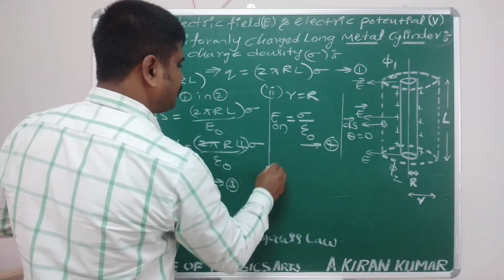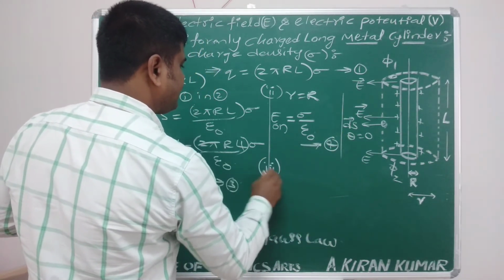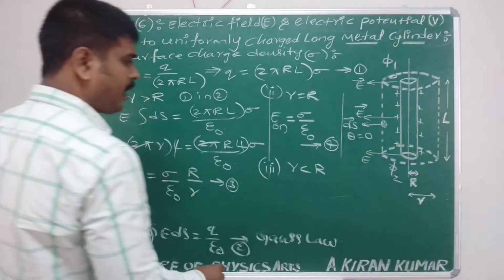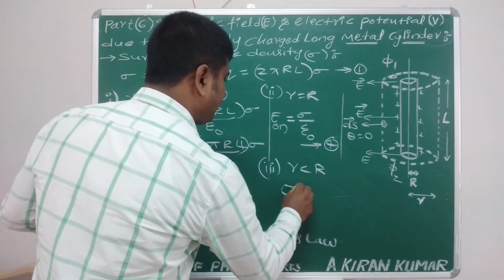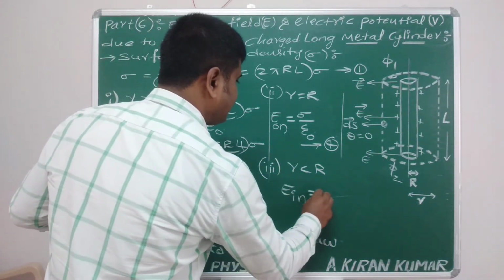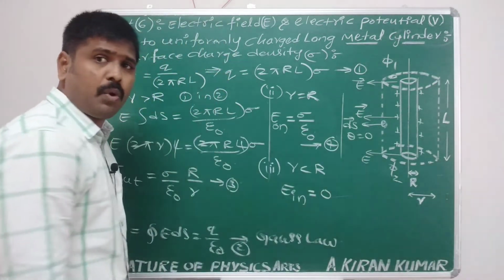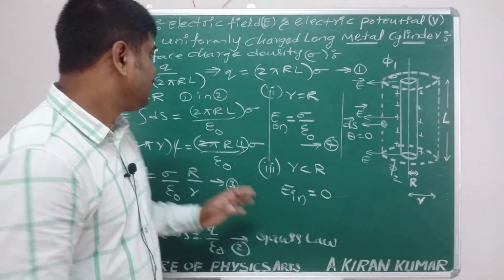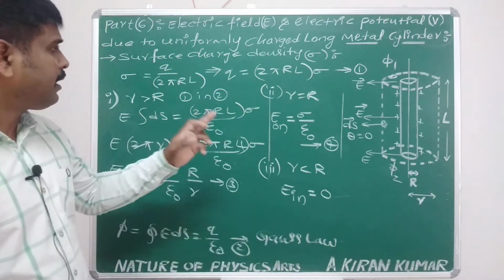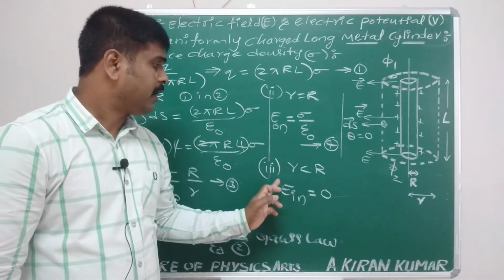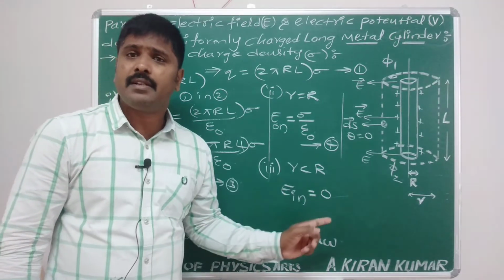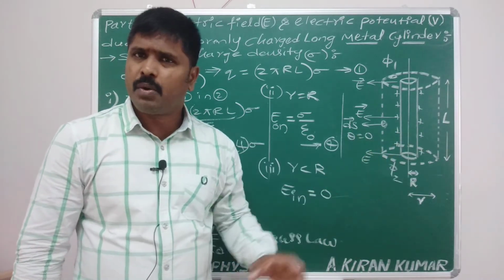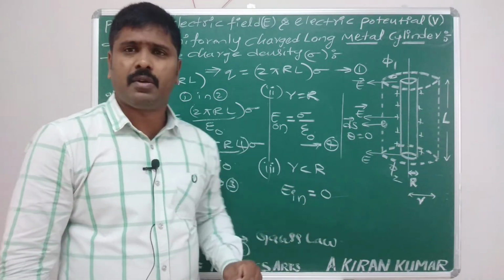Next, the third case: small r is less than capital R. Here the electric field inside the cylinder is 0 because there is no charge. That's why the electric field intensity is 0. This is first outside the cylinder, second on the cylinder, and third inside the cylinder. Inside the cylinder there is no charge, so there is no electric field, that's why E in is equal to 0.